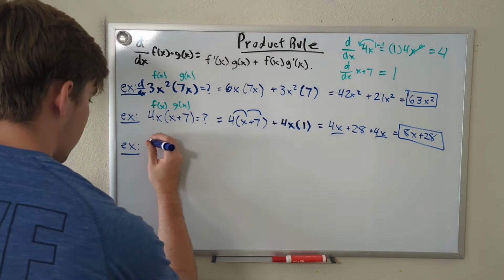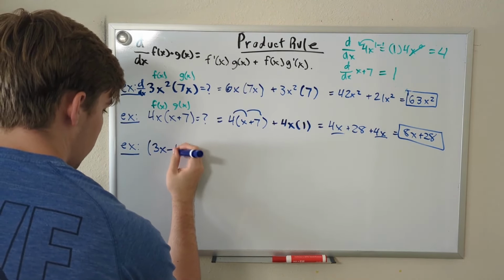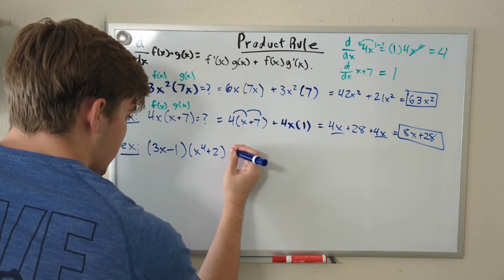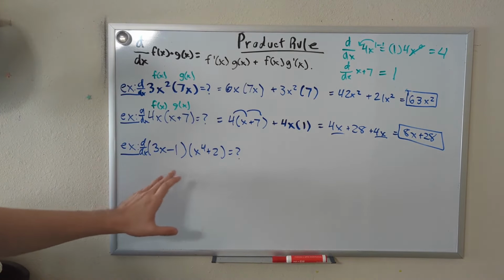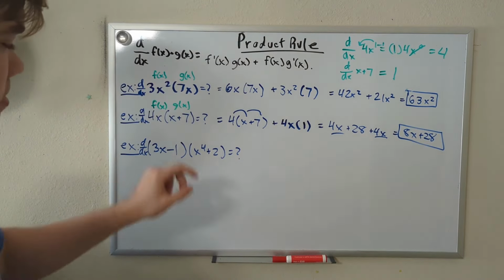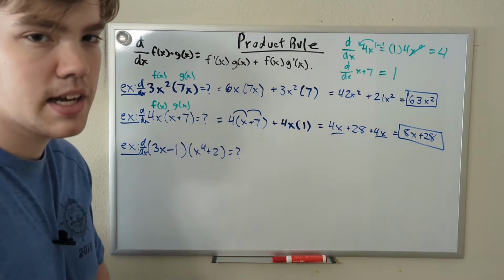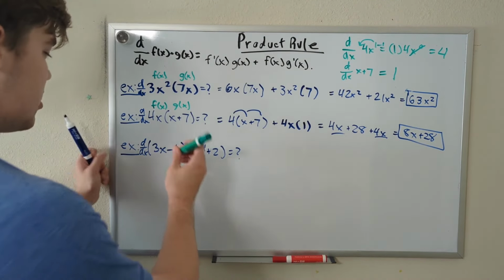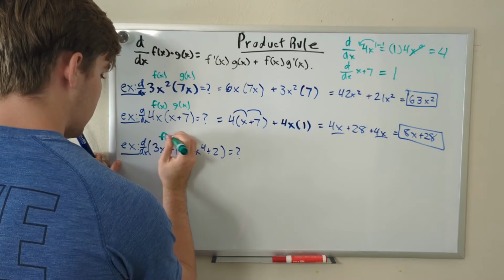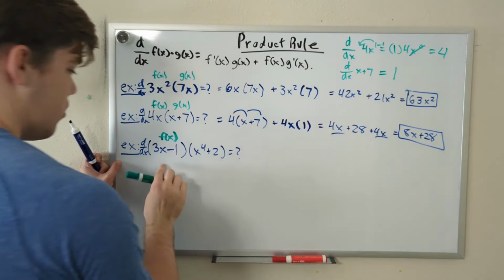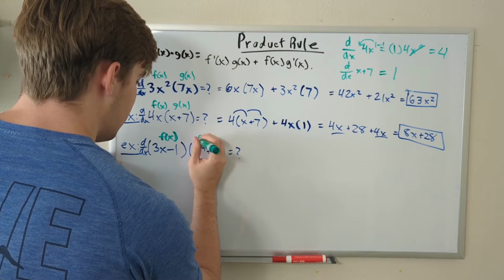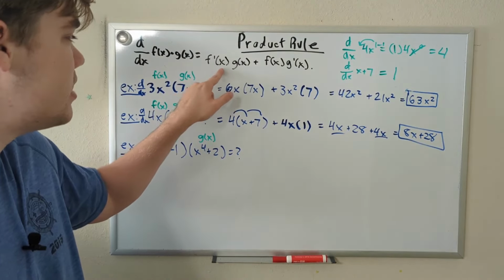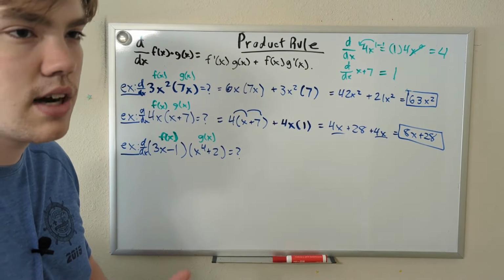Our last example is 3x minus 1 times x to the 4th plus 2. Let's find the derivative of this. And as you can see, we have two different functions being multiplied by each other. So once again, we do need to apply the product rule. So first, let's establish what f of x and g of x are. Once again, we'll just use the first function as f of x. So 3x minus 1 will be our f of x. And x to the 4th plus 2 will be our g of x. Now let's use our product rule. First, we need to find f prime of x. In other words, the derivative of f of x.